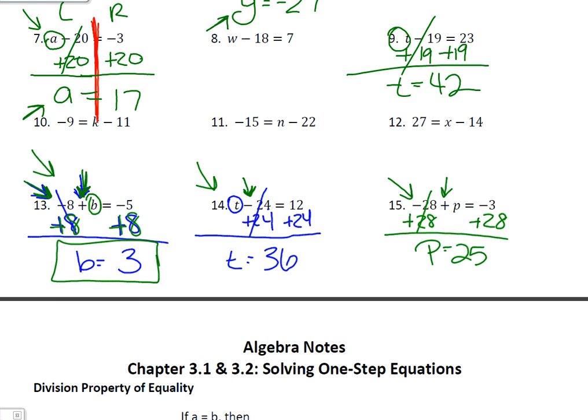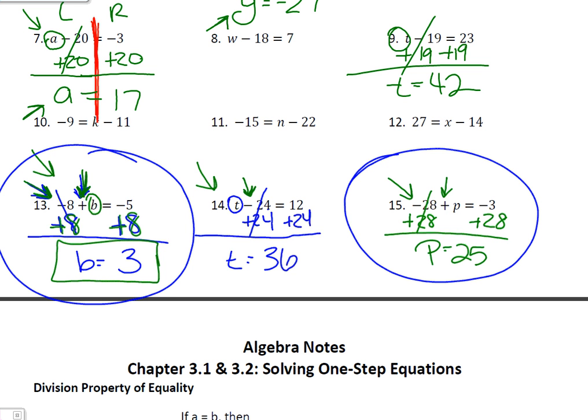So be careful on these problems like 15 and 13, where the number is in front of the letter. It can be a little tricky, but you follow the sign that's in front of the number, not the one that's in front of the letter. Okay? At this point, I need you to stop, and you're going to complete checkpoint 1 and checkpoint 2. So you're going to stop and complete section 3.1, 3.2, checkpoint 1 and 2.